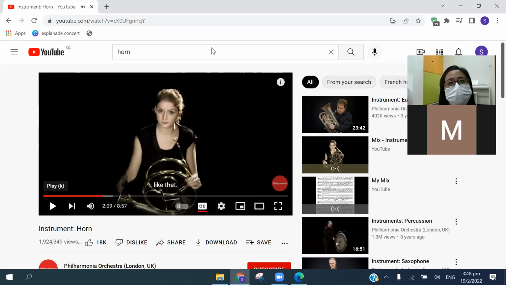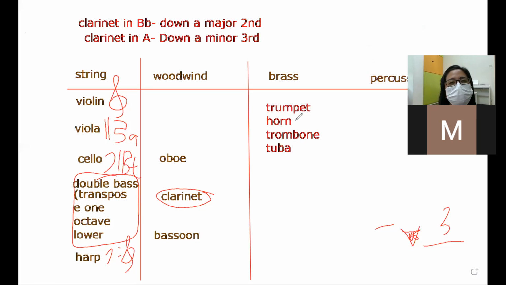Okay, horn sounds like this. Horn is a transposing instrument. The famous horn, the one the examiner always tests, is always horn in F. For the trumpet, you can write a note here. It's the same as transposing with the clarinet method. Okay, transpose like clarinet method. Write it yourself to remind yourself.